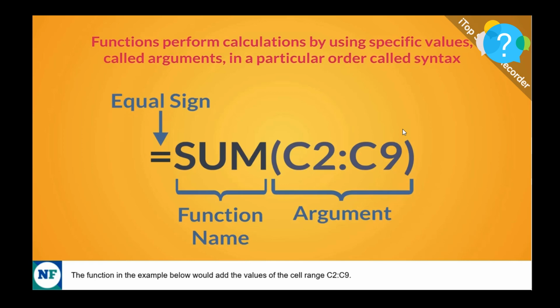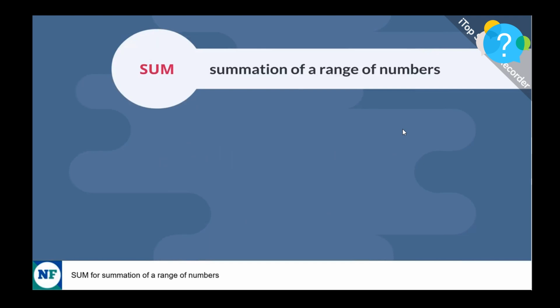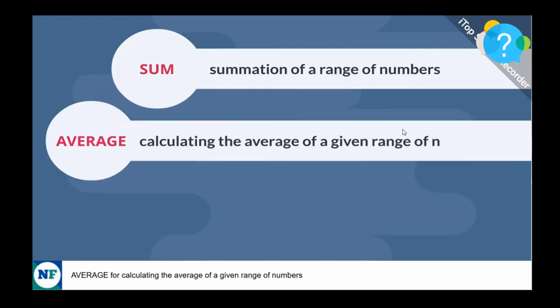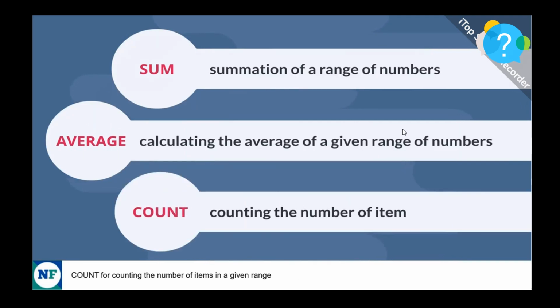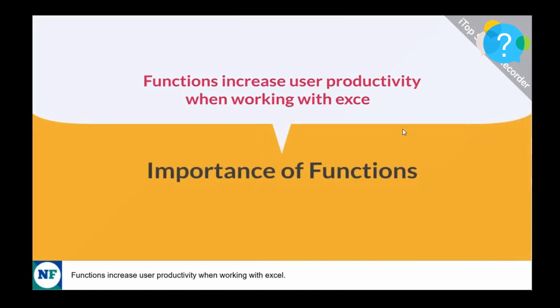The function in the example below would add the values of the cell range C2:C9. For example, SUM for summation of a range of numbers. AVERAGE for calculating the average of a given range of numbers. COUNT for counting the number of items in a given range. Functions increase user productivity when working with Excel.